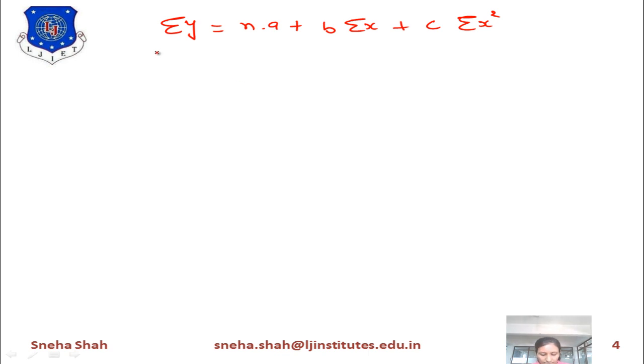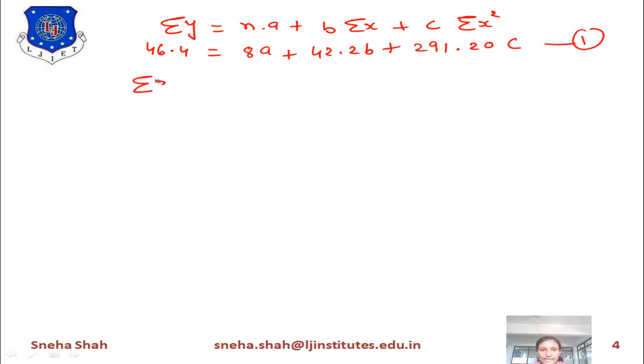instead of summation y, I will write 46.4 equals, instead of n, I will write 8. So 8a plus, instead of summation x, we will put 42.2b plus, instead of x square, we will take 291.2. See, this one is c. So this one is equation number 1.